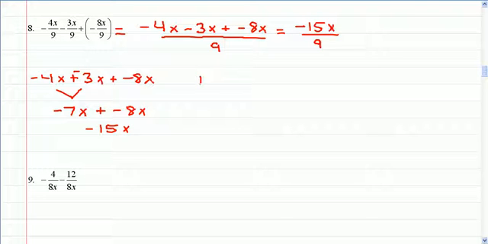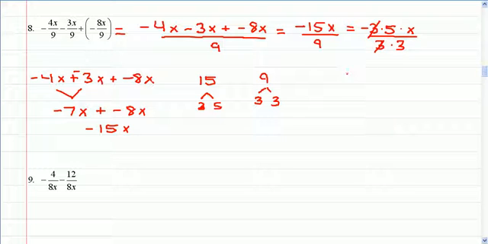And then I want to take the two numbers of 15 and 9 and write their prime factorization. So that I have negative 3 times 5 times x over 3 times 3. The 3's cancel, and I multiply together what's left, which is negative 5x over 3.